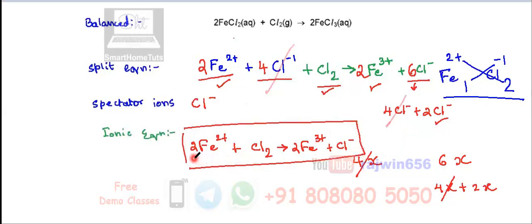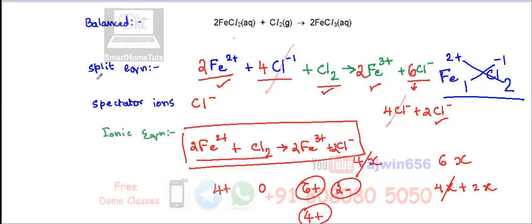You can also check the balancing of charges in this equation. What is the overall charge on the left hand side? This is 2 into 2 plus, that's going to be 4 plus. Cl2 has no charge because it's a gas, it's an atom. On the right, 2 threes are 2 into 3 plus, that is 6 positive. And of course this is 2Cl minus, so it is 2 minus. So 6 plus and 2 minus again becomes 4 plus. See that whatever equations you are writing, the overall charge always has to be balanced on both sides.